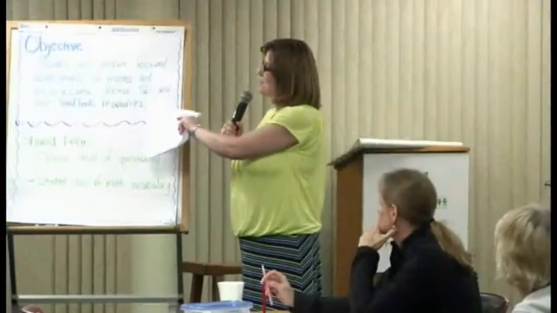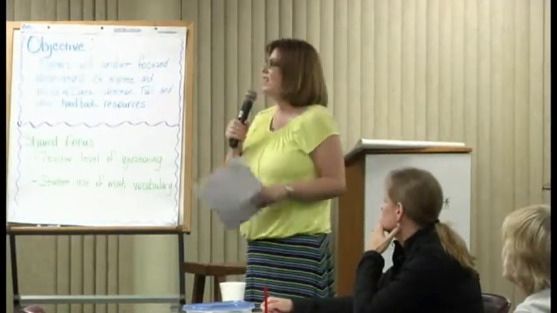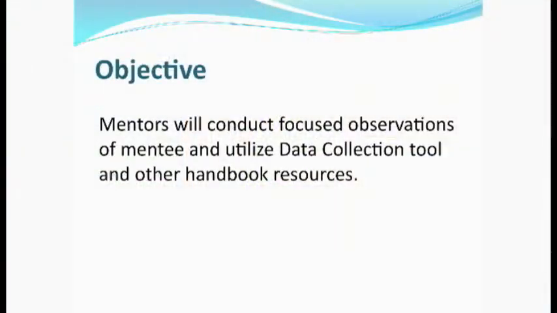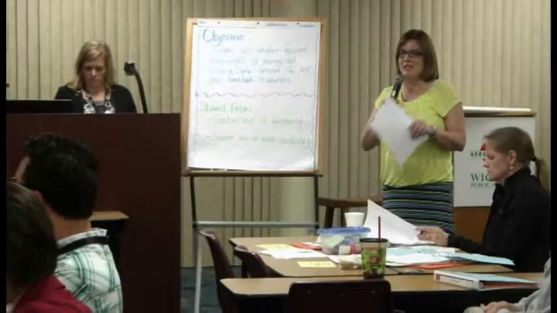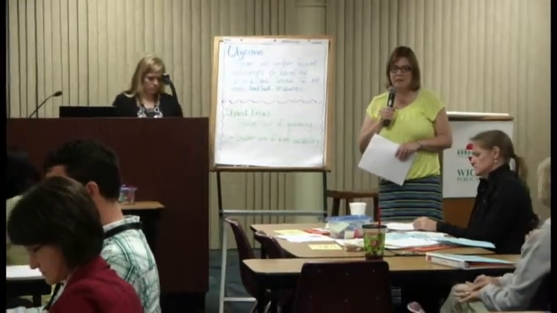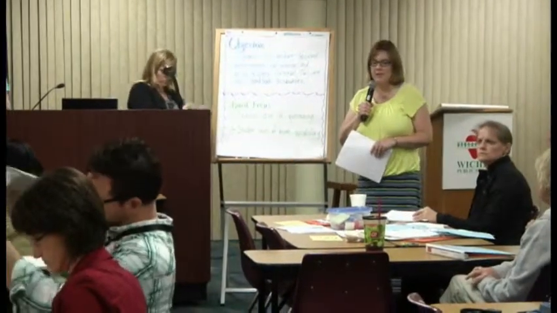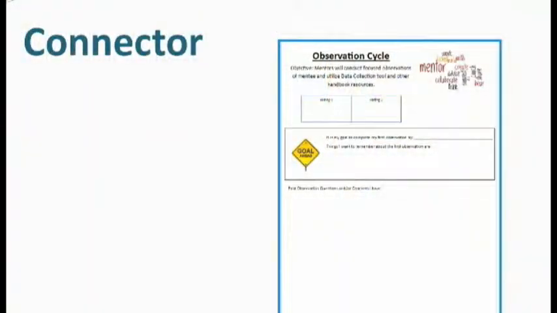But if you look over here for just a minute, what we're going to do today is that mentors will conduct focused observations of mentees and utilize the data collection tool and other handbook resources. And then Katie's passing around a blue piece of paper, and at the top it says observation cycle, and we've printed our objective right underneath there. And then underneath that are two boxes that are labeled rating 1 and rating 2.